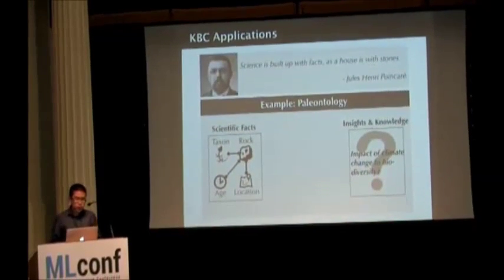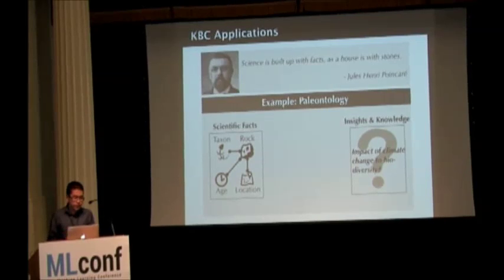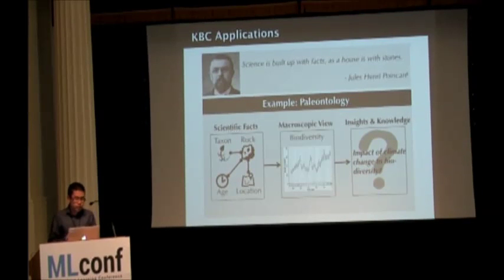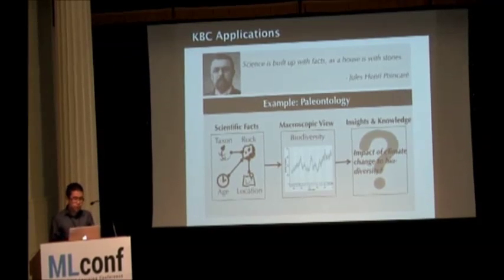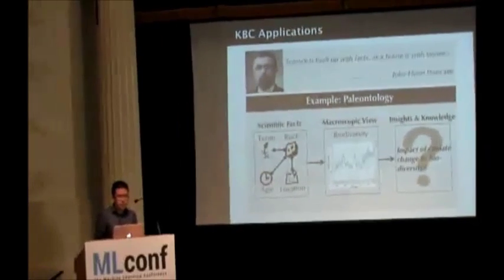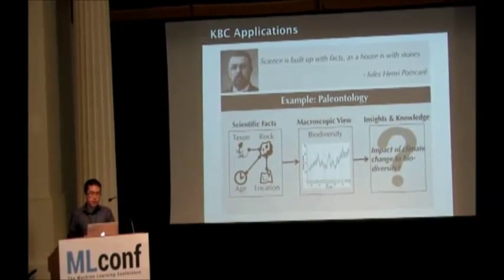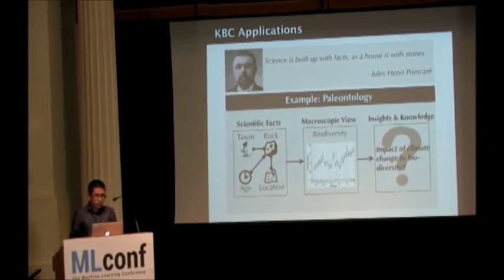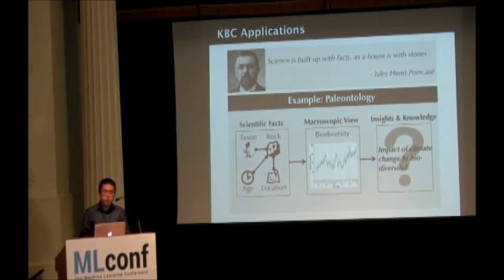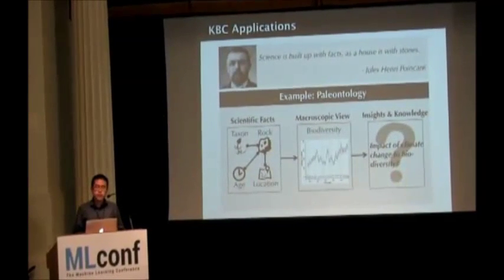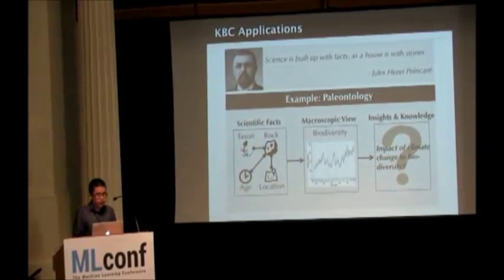Given this collection of facts, they can aggregate them together to get what we call a biodiversity curve, which essentially tells us at a given time how many distinct species there are on the planet. From this microscopic view, geoscientists can get some insight to help them understand these scientific questions, like the one about climate change.